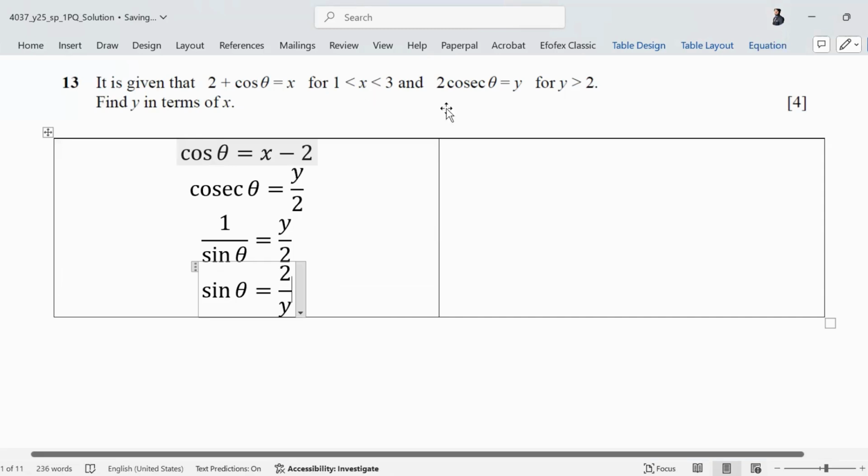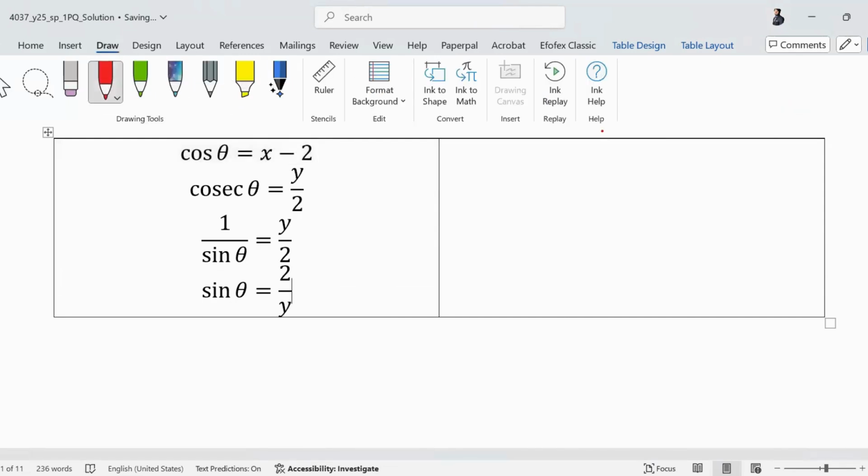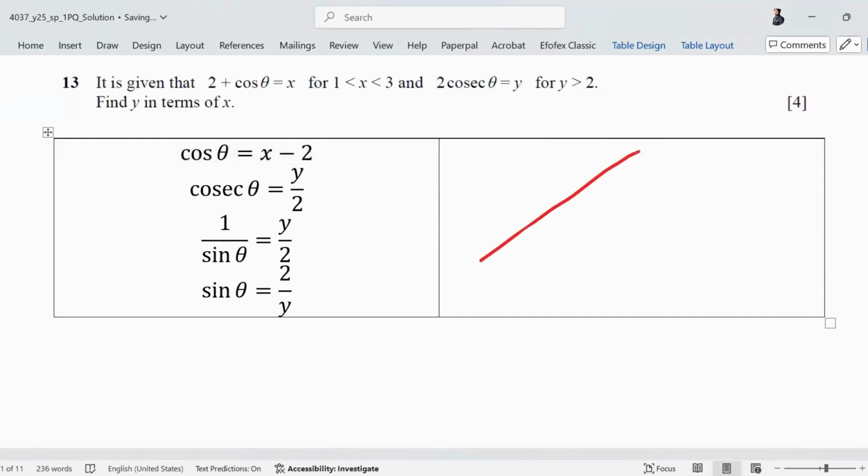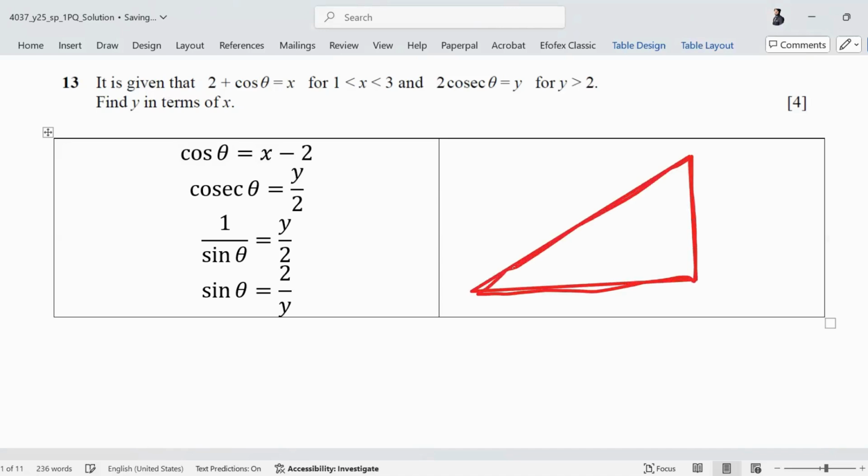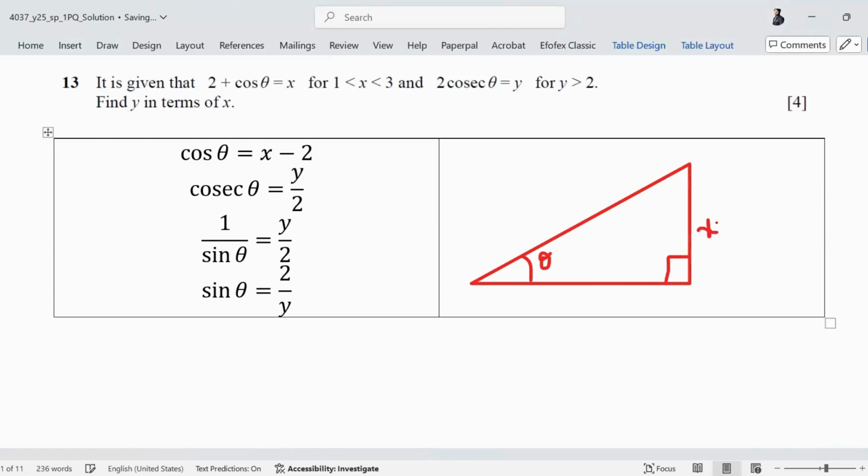They've already told us the ranges of x and y to make sure that the equations are valid. Okay, if I draw a right angle triangle, and if I write an angle theta, cos theta is basically opposite upon hypotenuse. So I can just say it is x minus 2 upon hypotenuse, which is 1.